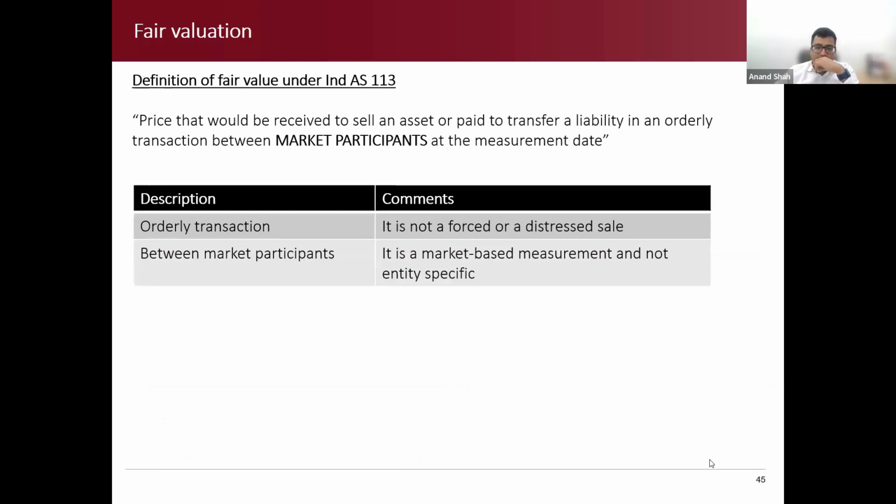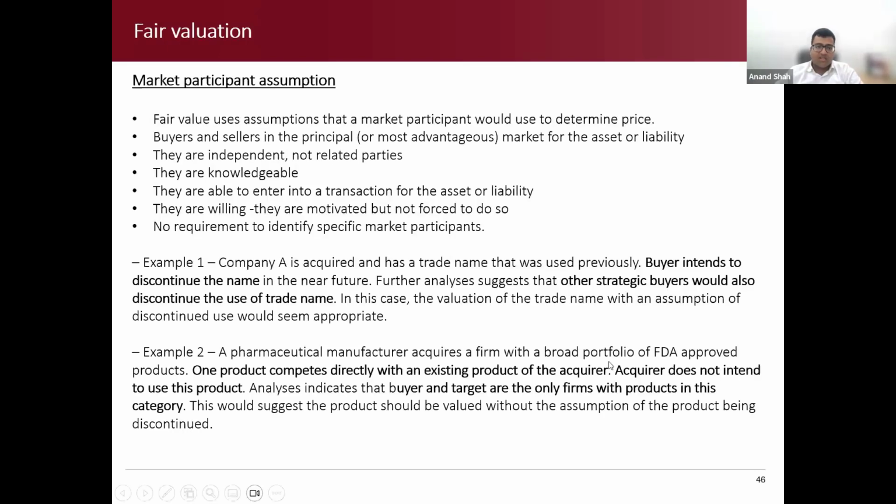Okay. One of the most important aspects of a PPA, what sets it apart from any basic valuation, is the definition it needs to follow, fair value, right? Which is essentially the price that would be received to sell an asset or paid to transfer a liability in an orderly transaction between market participants at a measurement date. It talks about an orderly transaction, so obviously it cannot be a forced or distress sale, and it has to be between market participants. Now, what is a market participant?